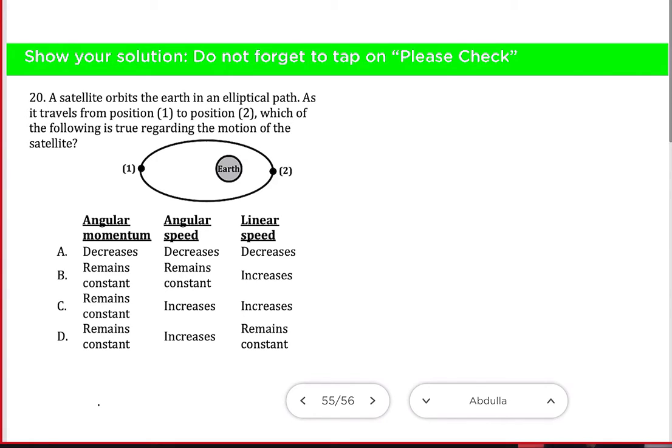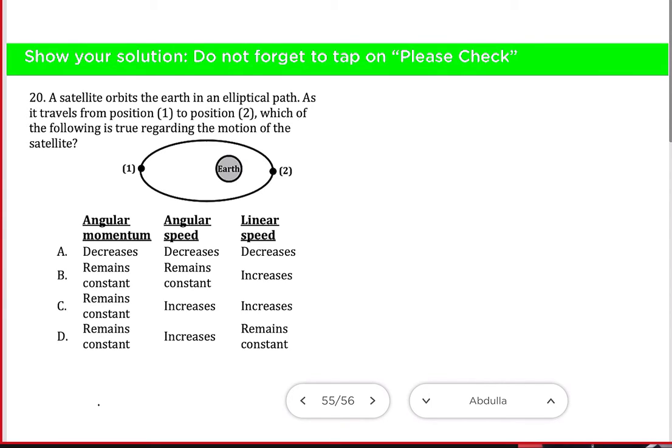Alright, so this sample problem is related to Kepler's laws of planetary motion. A satellite orbits the Earth in an elliptical path. As it travels from position 1 to 2, which of the following is true regarding the motion of the satellite?